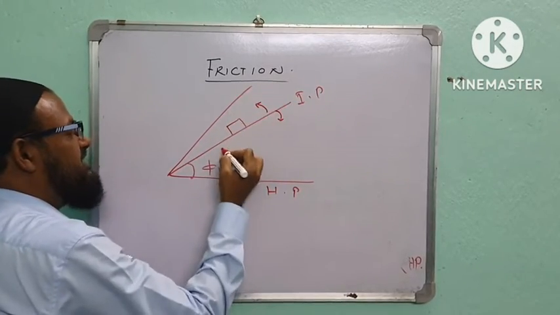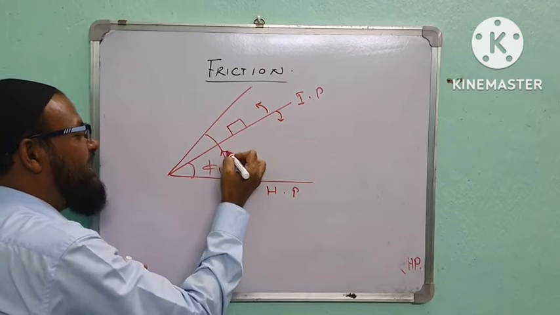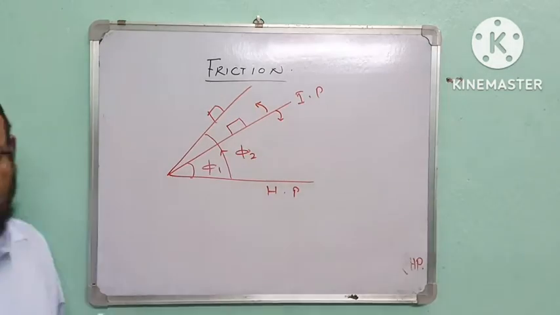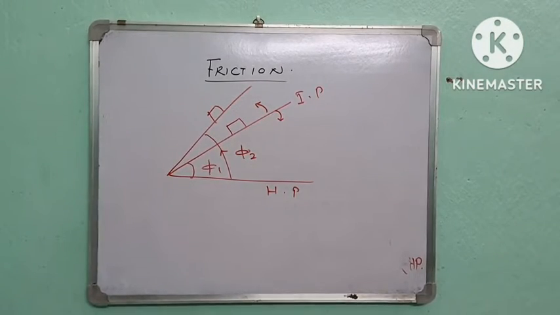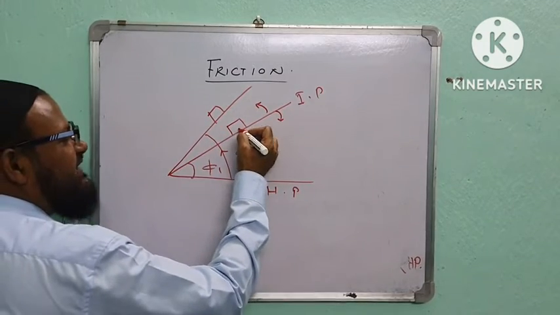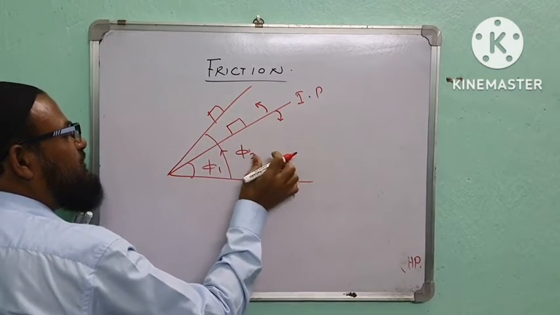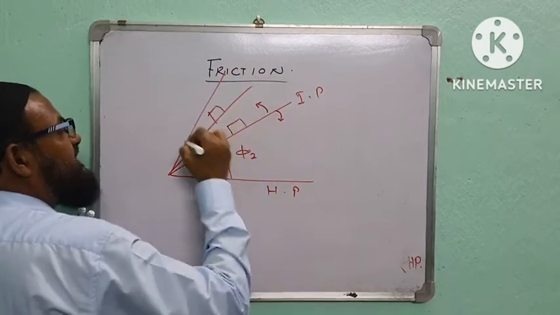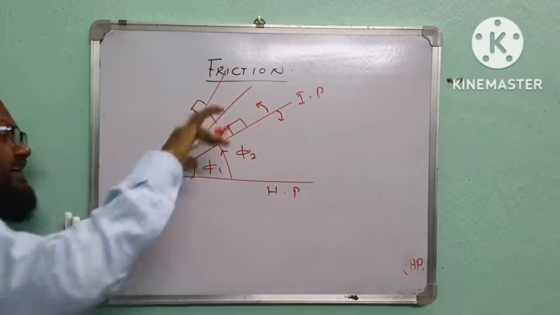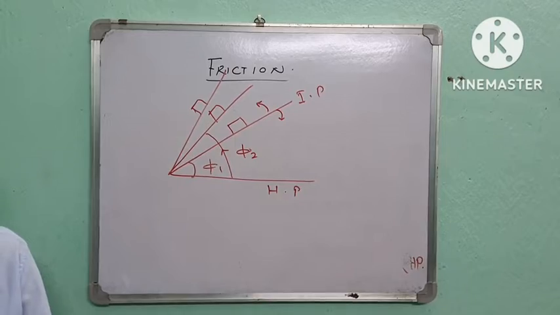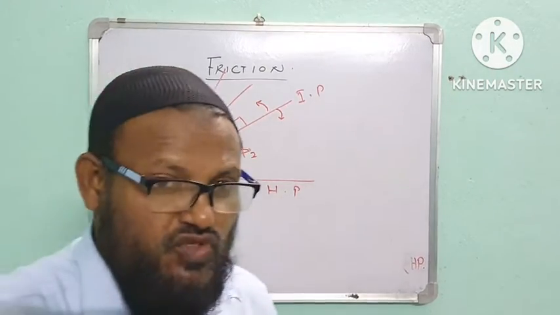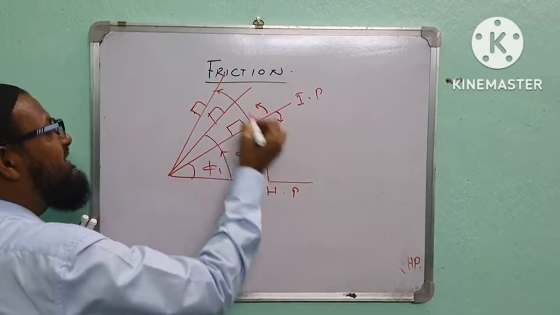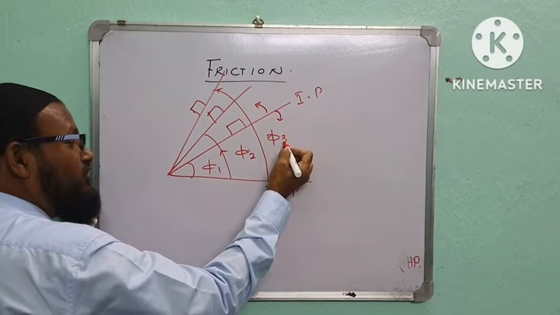Suppose this angle, please try to understand. This is phi 2. Again, the body is at rest. Suppose I am taking this position. The body is at rest, but the body is on the verge of falling, on the verge of motion. What is this angle? This angle is phi 3.